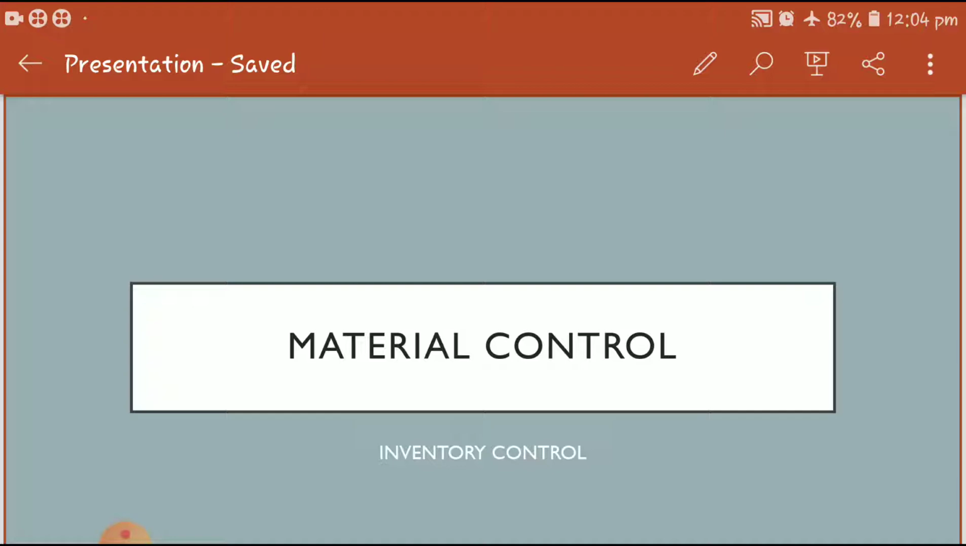Inventory, what is inventory? Opening stock, closing stock, and your purchases throughout the year is your inventory. Or you can say stock of material, raw material which you purchase for the purpose of production in manufacturing units is your inventory.